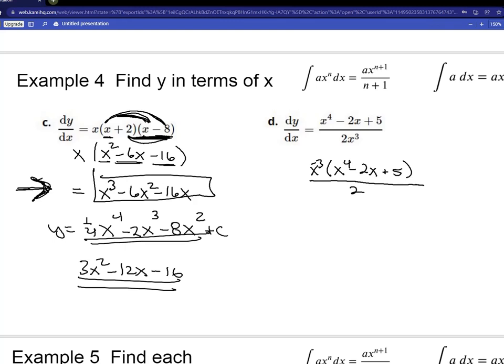So now what are we going to do? You'll distribute the x to the negative third power. What's x to the negative third times x to the fourth? Just x. Okay, and then what's x to the negative third times negative 2x? Minus 2x to the power -2. And then what's this times this? Plus 5x to the negative third power.